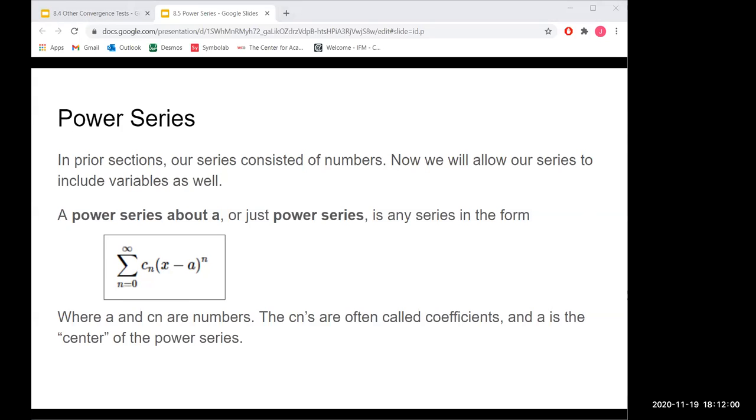So the answer to a power series is not actually a number. It's going to be a bunch of x's and stuff. That's correct, yeah.